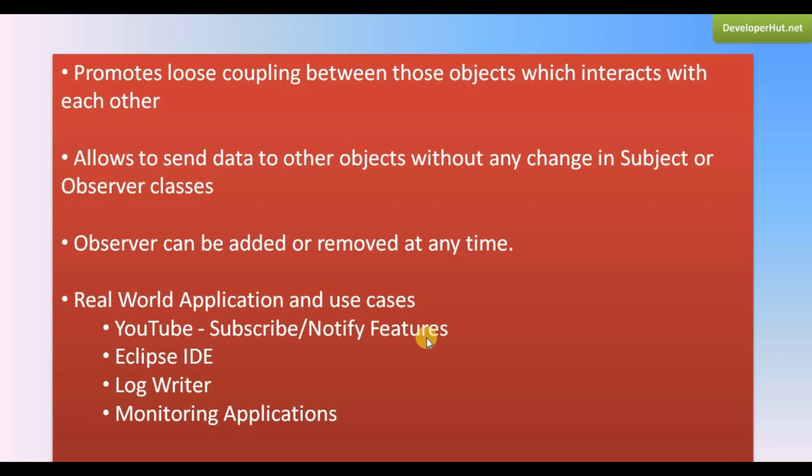So as we see, the observer design pattern promotes loose coupling between all those objects, like your subject as well as your observer, right? Both are interacting with each other, but they are very loosely coupled, right? So there is basically no dependency on both of the objects, right? And here, as I mentioned earlier, this allows us to send the data to other objects without any change inside the subject or inside the observer classes, right? And as we also see over here, an observer can be added or removed at any point of time, right?